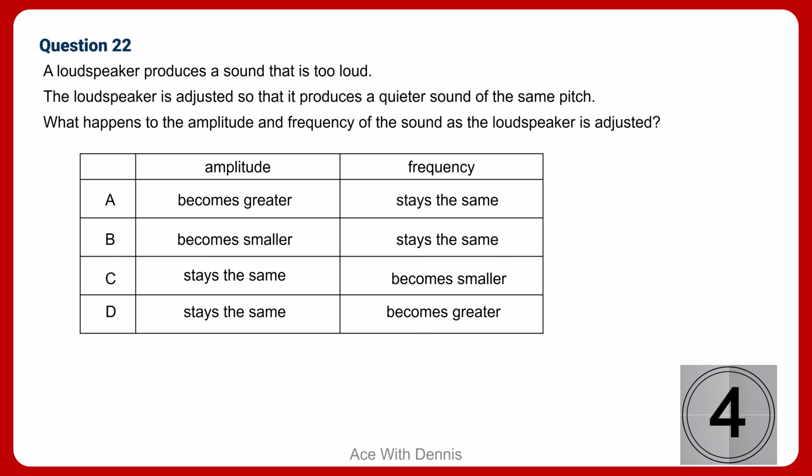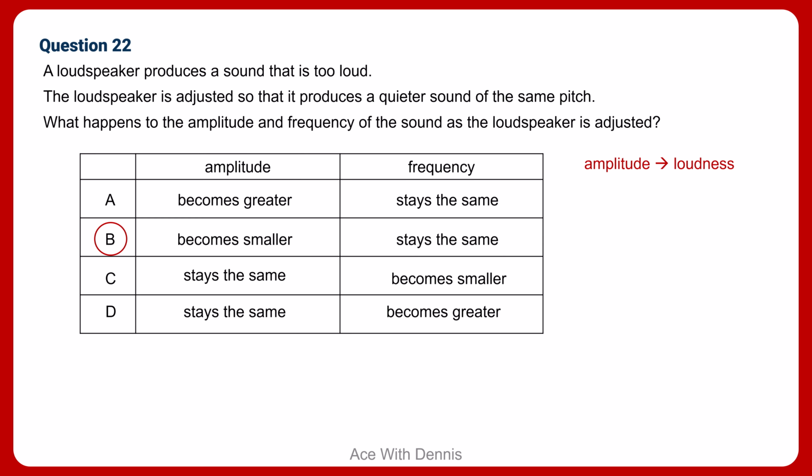The answer is option B. Amplitude becomes smaller while frequency stays the same. Remember that amplitude determines the loudness of the sound wave, while frequency determines the pitch of the sound wave. The question says that the loudspeaker is adjusted so that it produces a quieter sound of the same pitch. So the keyword quieter means the amplitude becomes smaller, while the keyword same pitch means the frequency stays the same.